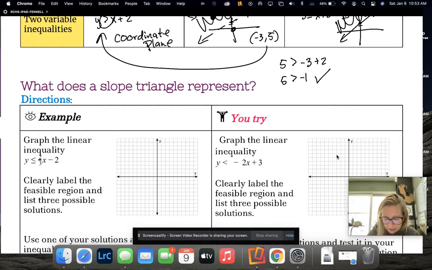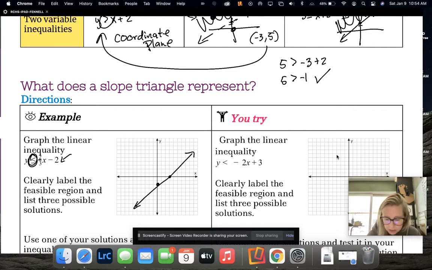We need to graph these. What do we need to pay attention to? Well, this is less than or equal to, so this will be a solid line when I graph it. I'm going to start by graphing my y-intercept of -2, down 2, and I'm going to put my point. My slope is 2/3, so I'm going to rise 2, up 2, and run 3. 1, 2, and 3, and that's my new point. Again, this is going to be a solid line, so I'm just going to draw my line through those points.